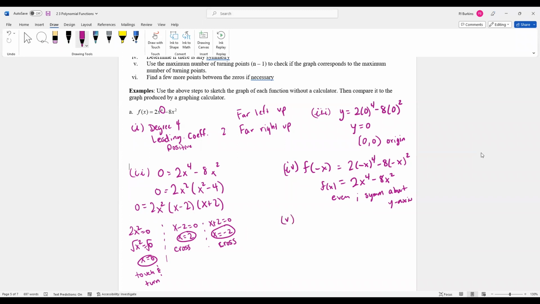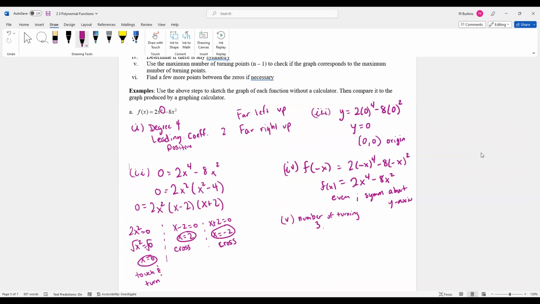All right. Number 5, number of turning points. It's n minus 1, and n is our degree, so the number of turning points will be 3. Now, when you get into calculus, you'll do a little bit more with this.